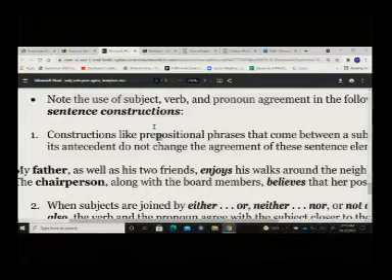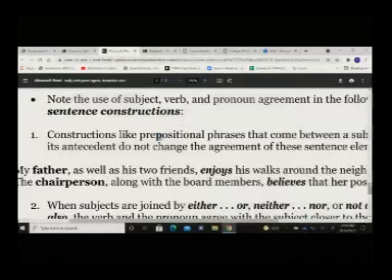All right. So, because as well as his two friends is separated off by commas, that's non-essential. It's not necessary to the meaning of the sentence. The sentence reads, my father enjoys his walks around the neighborhood. And then the next one, the chairperson, along with the board members, again, non-essential, believes that her position is correct. Okay? So, you can put like a small little dot beside that one to help you out.